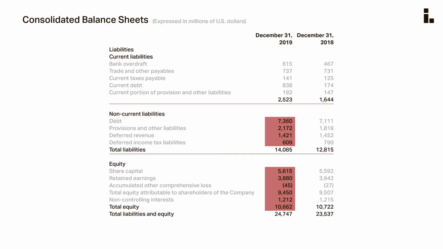If we look at the equity section of First Quantum, we can see that the amount the shareholders have invested is $5.6 billion. That is the share capital. And the total profit that First Quantum has made ever since it started trading, but not yet been returned to the shareholders in the form of a dividend, is $3.9 billion. There are a few other amounts in the equity section, but we don't really need to worry about them here. The total equity investment in First Quantum is $10.6 billion.